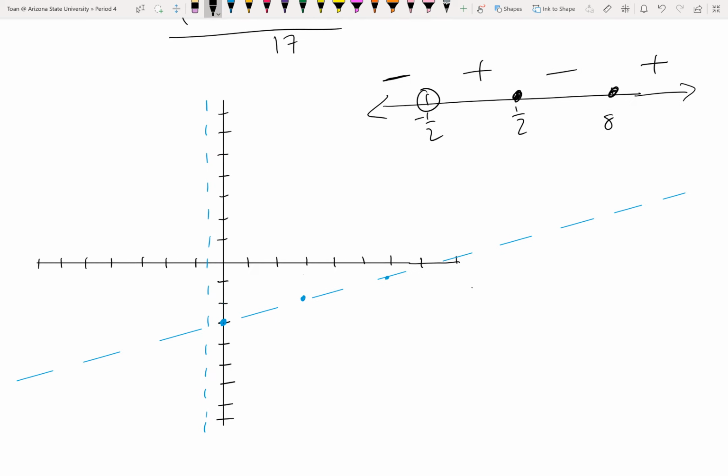Now it's time to sketch. And of course, the most common question is, okay, Mr. Vo, how do I start? I know it's going to be negative to the left, but is it below or is it above?